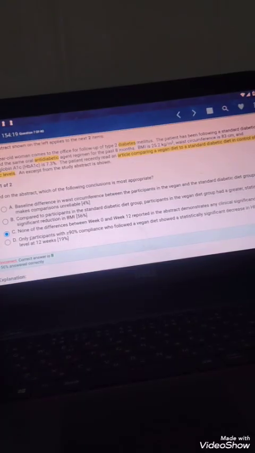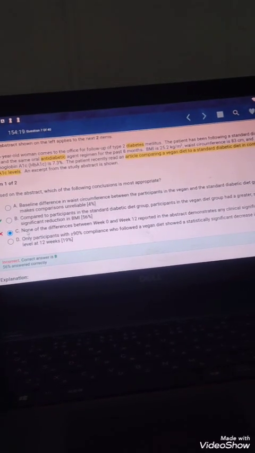Compared with participants in the standard diet group, participants in the vegan group had a greater statistically significant reduction in BMI. Absolutely, it went from 23.9 to 23.5, a 0.4 difference, and in the standard diet it is just a 0.1 difference. So there is a lot of difference with the vegan diet. So I have chosen this.